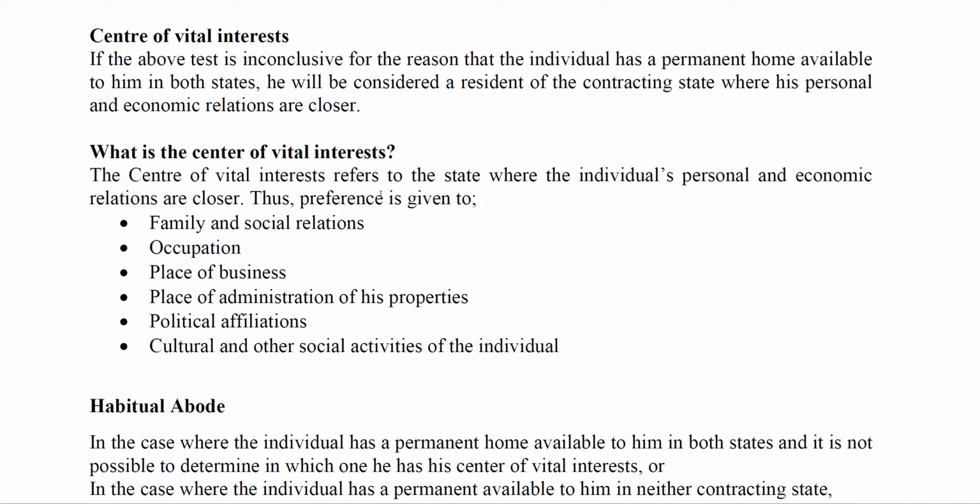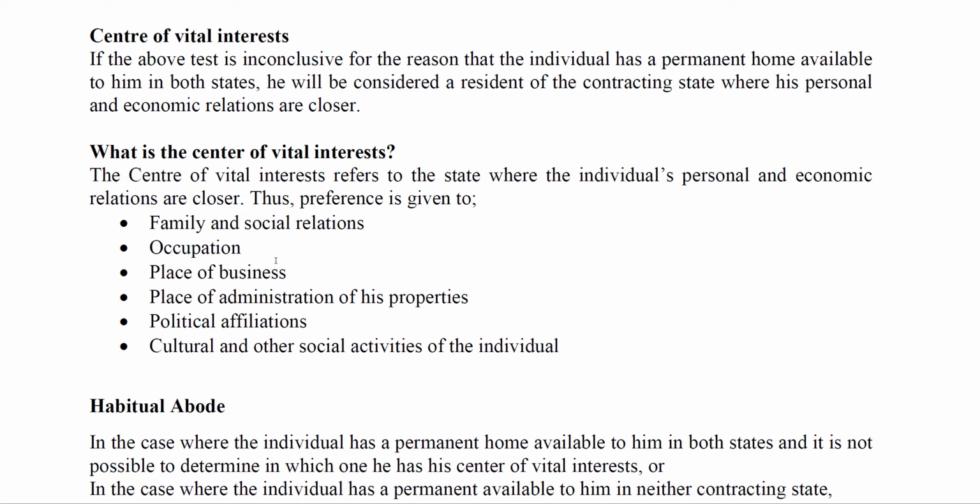Do you get it? So that is what we call the center of vital interest. Now, your center of vital interest refers to the states where your personal and economic relations are closer. Thus, we give preference to your family and social relations, your visa status, your occupation, your place of business, a place where you administer your properties, political affiliations, cultural and other social activities of the individual. Are we okay? So that is it.